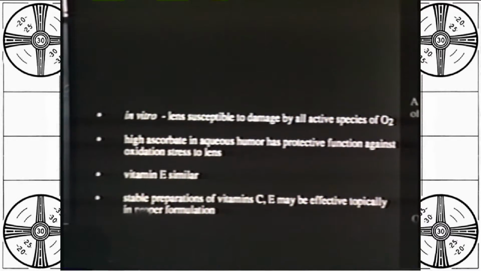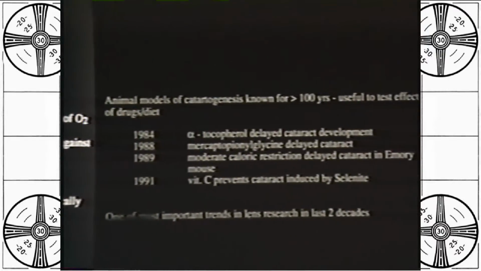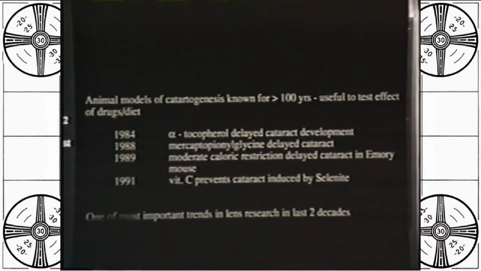For the past 100 years, we've had animal studies and we've had animal models of cataract formation, and this has really been one of the most important trends in lens research. And basically, you can see some important discoveries here. In 1989, they saw that caloric restriction delayed cataract formation in the Emory mouse. And in 1991, vitamin C prevented cataract induced by selenite.